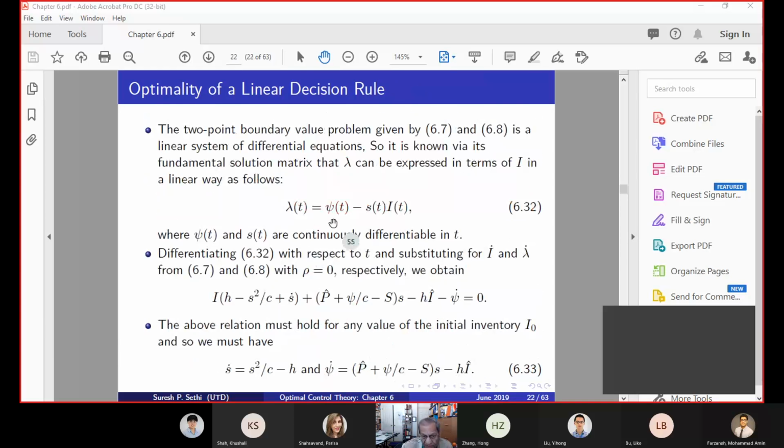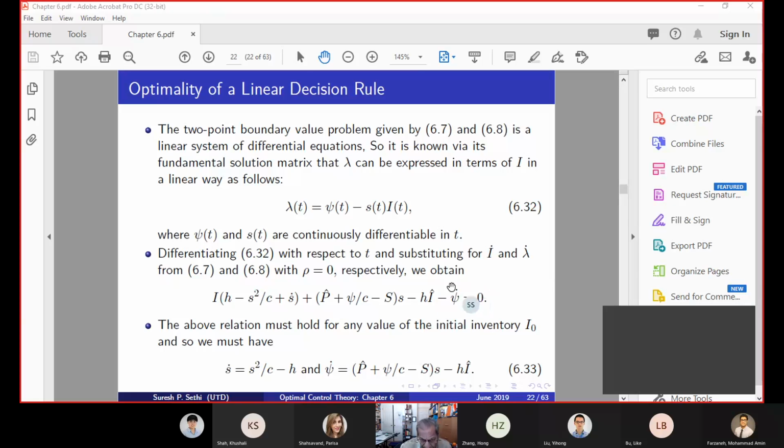So now we differentiate 6.32 and we substitute for I dot and lambda dot. We know these equations, these are the state equation and adjoint equation that we already know. We also have rho equal to 0. In this case, let's assume rho equal to 0 for simplicity. Then we have this equation in S dot and psi dot.